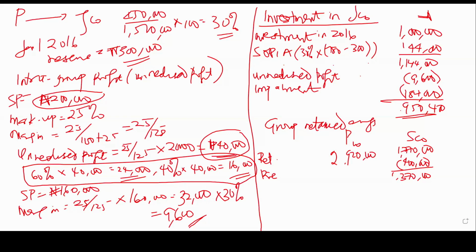What are those things? Unrealized profit. It was ESCO that sold to PICO. So that profit is still sitting in the book of ESCO, just like the inventory is still sitting in the book of PICO. So we want to take out that profit. That profit that is unrealized is 40,000. So I'll take out all of the 40,000.